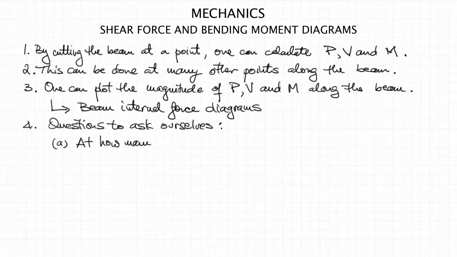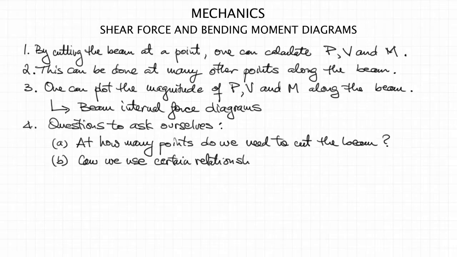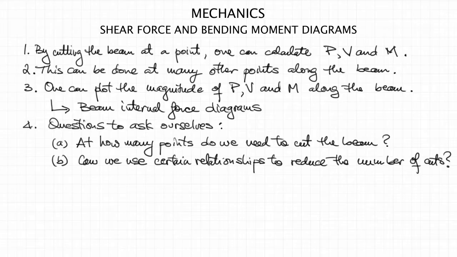Now, what we need to ask ourselves when we follow this procedure is how many points do we need to cut the beam at in order to get a good indication of the variation of these internal forces along the beam. So how many points are enough and not too many? Because as you can see, this procedure can be very time consuming. And maybe we can find some relationships to reduce the number of these cuts that we have to do in order to save us a lot of time and simplify the process. So we will see this in the next few lectures.